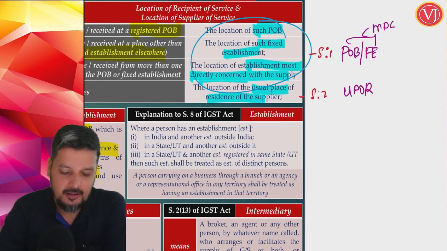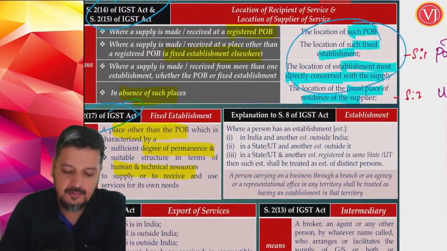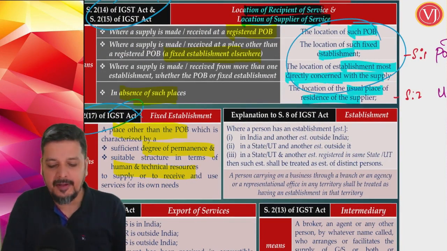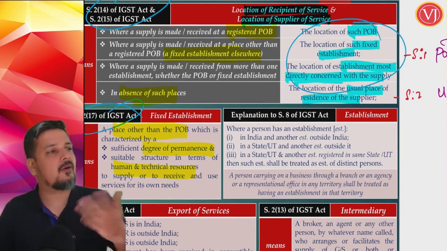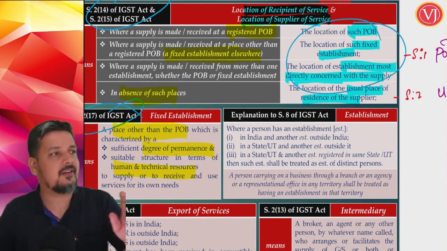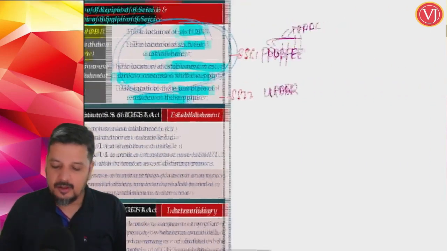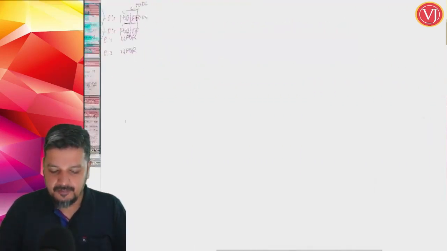By the way, if you look at things carefully, we are only talking about location of supplier of service. Same thing for recipient of services, we replace the term supply with receipt to get location of recipient of service. We are not concerned with this, but we are focusing on location of supplier of service. Now, one doubt should come. What are the 3 steps which are involved?